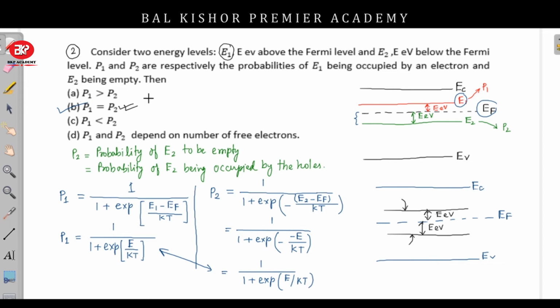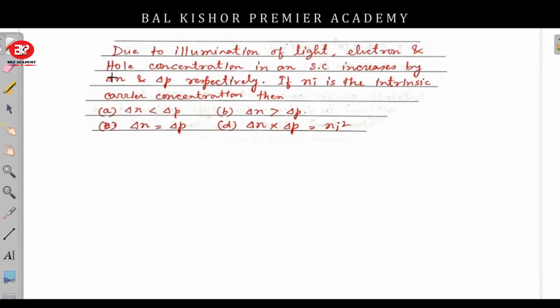So this was the second numerical of this lecture. So let us see the third numerical. So in this third numerical, you can see this is the third numerical. In this third numerical, you can see that due to the illumination of light, electrons and hole concentration inside the semiconductor increases by del N and del P respectively.